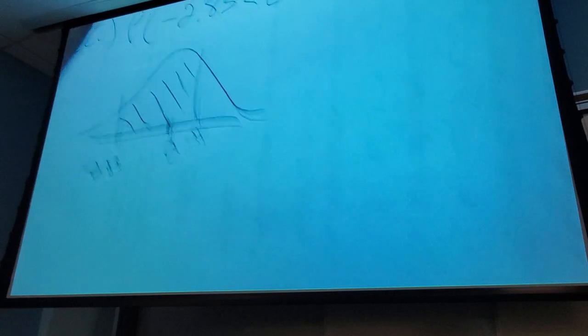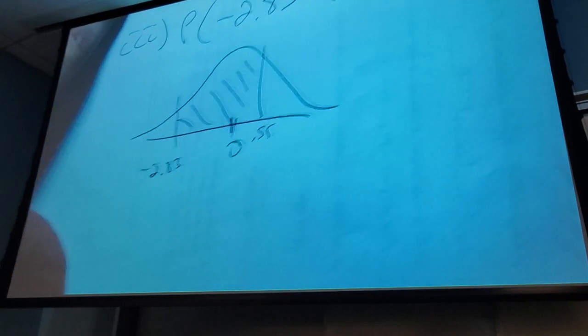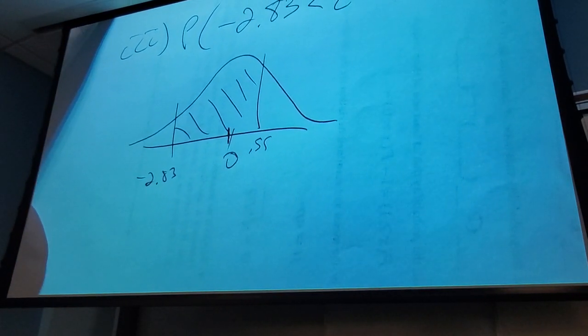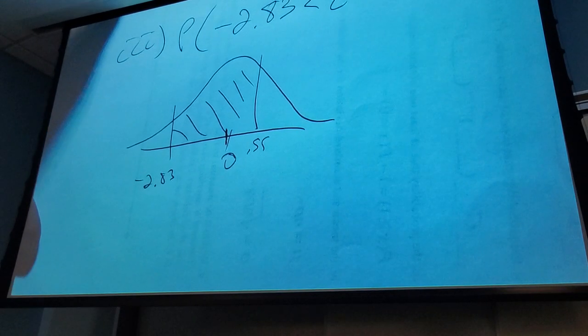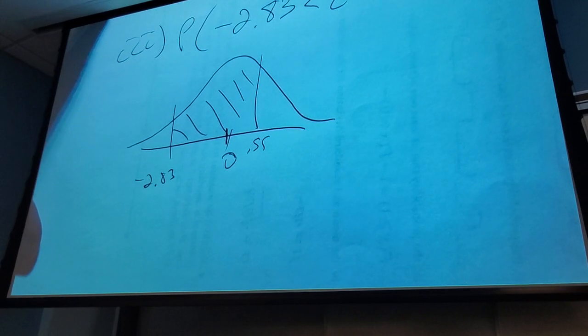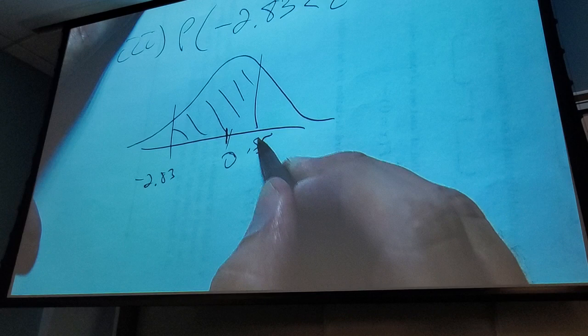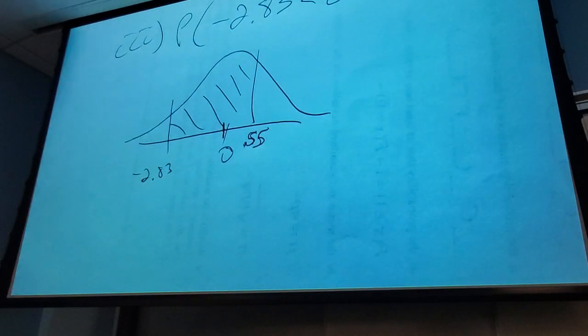So from negative 2.83 to positive 0.55, I want the area between those two, right? Anybody have any suggestions? Because this is beyond the chart's knowledge, right? The chart doesn't know anything about between. Yes? You just did the z-score of 0.55 subtracted by the z-score.